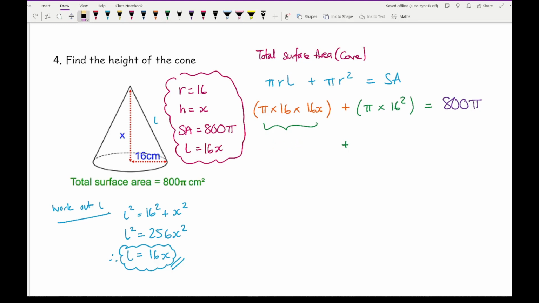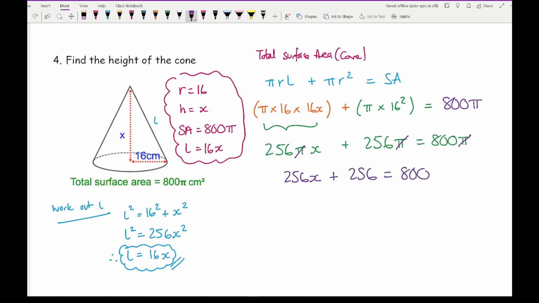Let me just write that out again. So we've got 16 pi plus pi x. It doesn't really matter if you wrote it the other way around, and this is going to be 256 pi equals 800 pi. Again, we can cancel out the pi's, because everything has got a pi, and what we've got is 256 plus 16 x, equals 800.